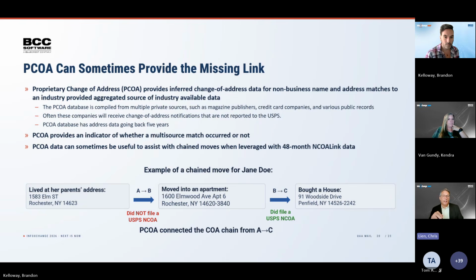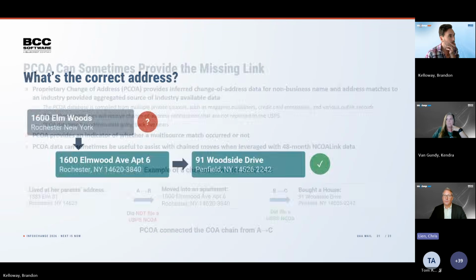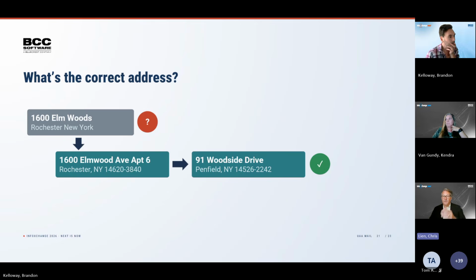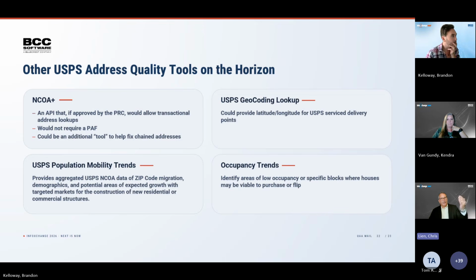What's really cool is something the Postal Service is hoping to launch on October 4th that we've been testing, called NCOA Plus. NCOA Plus could be one of the surgical tools that we can leverage to fix some of these chained addresses. So we started off with a questionable address, and by using these tools, we were able to find the right one.